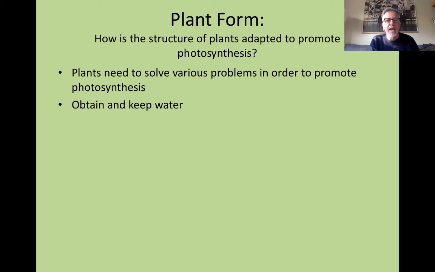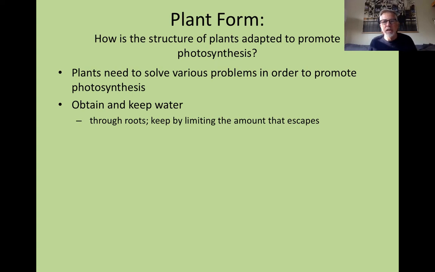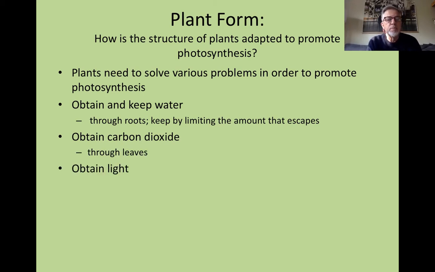First, they need to obtain and hold on to water, and they get their water through the roots, and they keep it by limiting the amount that escapes from the inside of the plant to the outside environment. They need to obtain carbon dioxide, which is a gas in the atmosphere, and they obtain that through leaves. And they need to obtain light, and that often entails growing upward to get above other plants that are competing for the same light source.